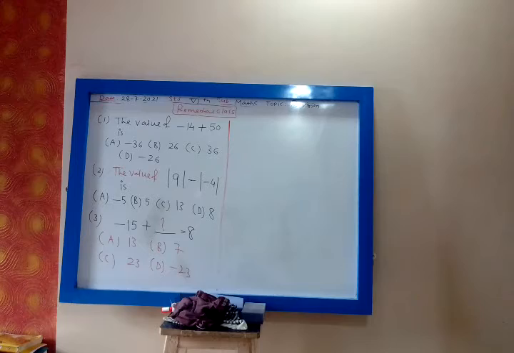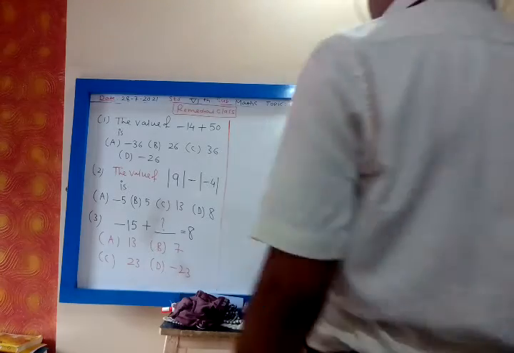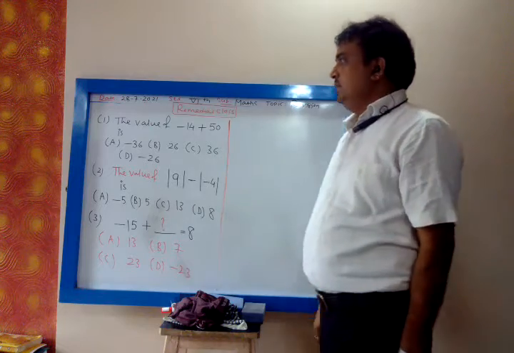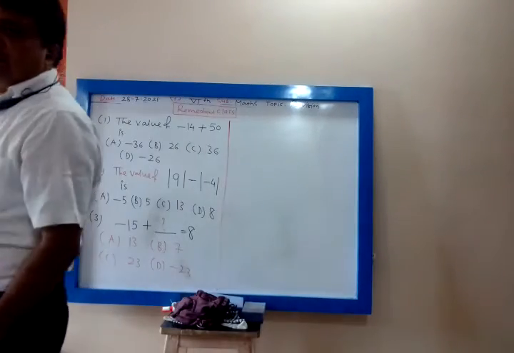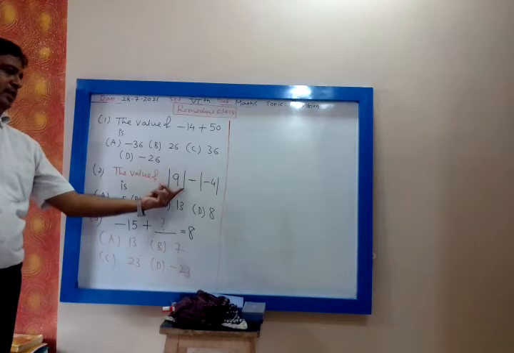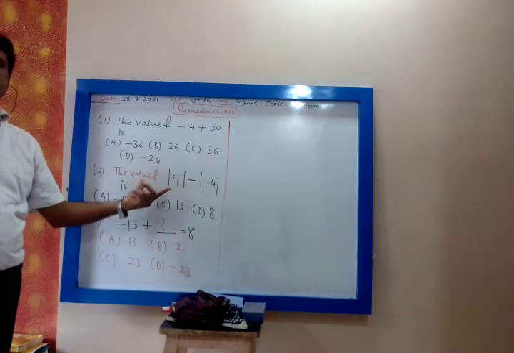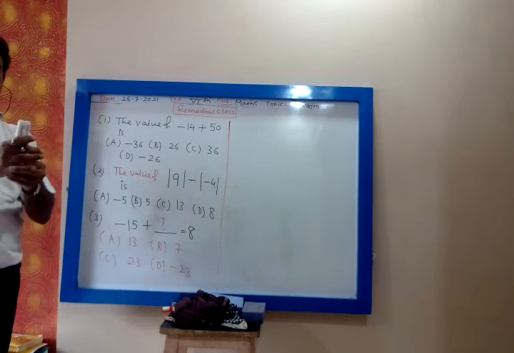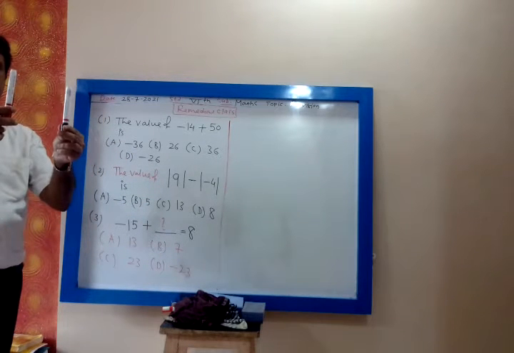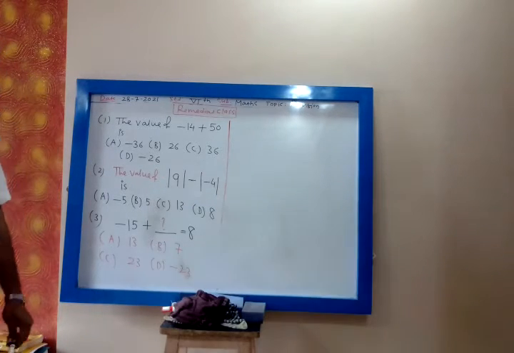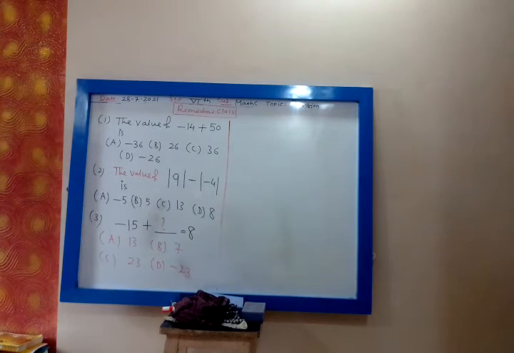The value of minus 14 plus 50 is... The value of mod, this is absolute value. Absolute value of any number is always positive. Whether the number is negative or positive, its absolute value is positive. Absolute value of any negative number is also positive. So solve this.